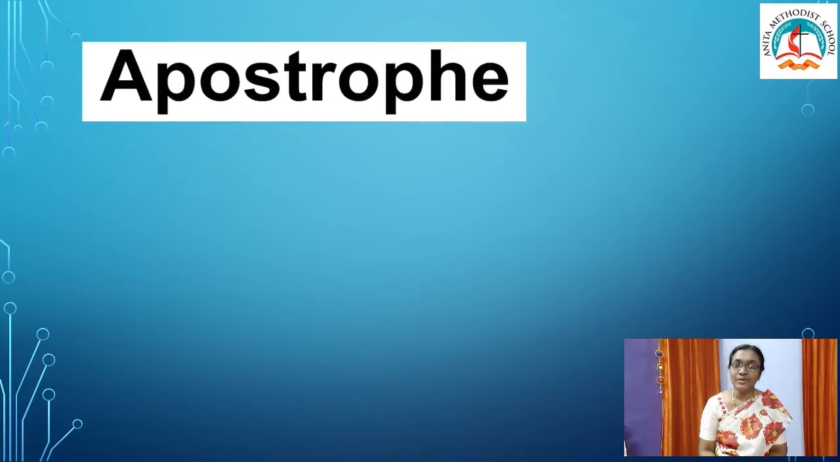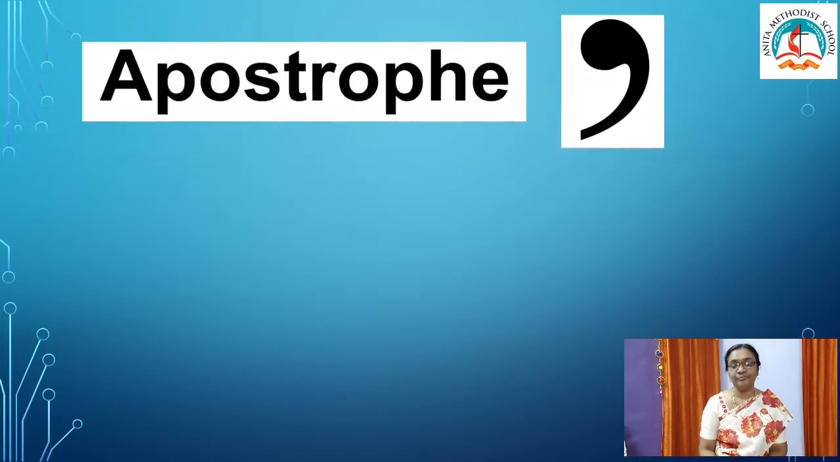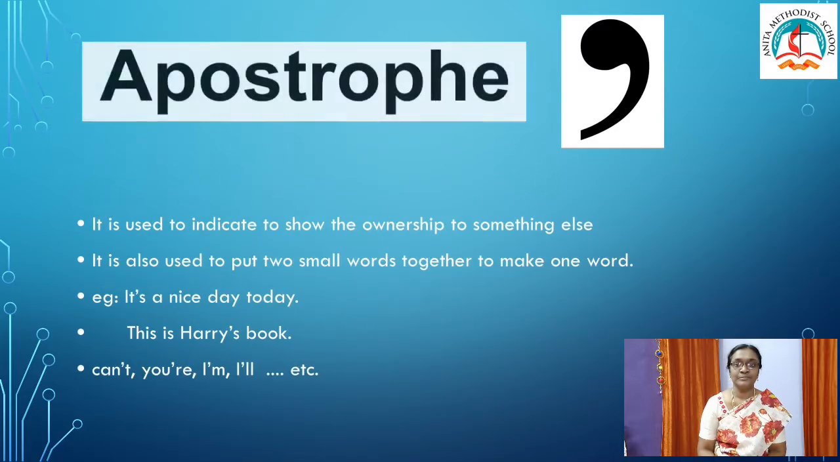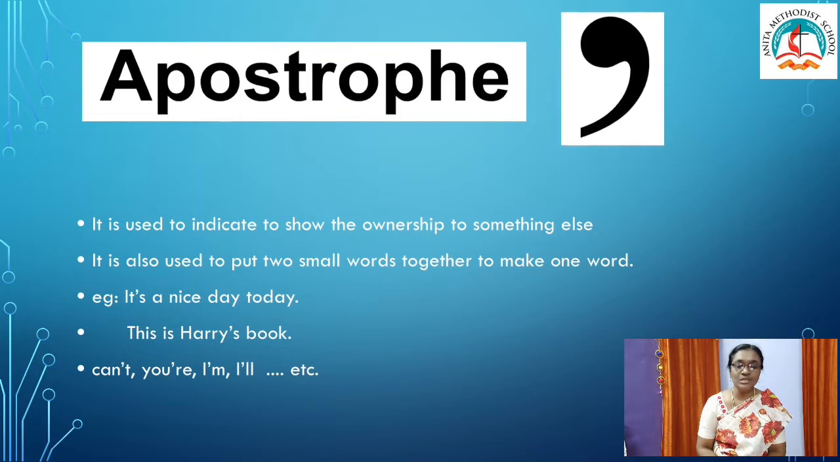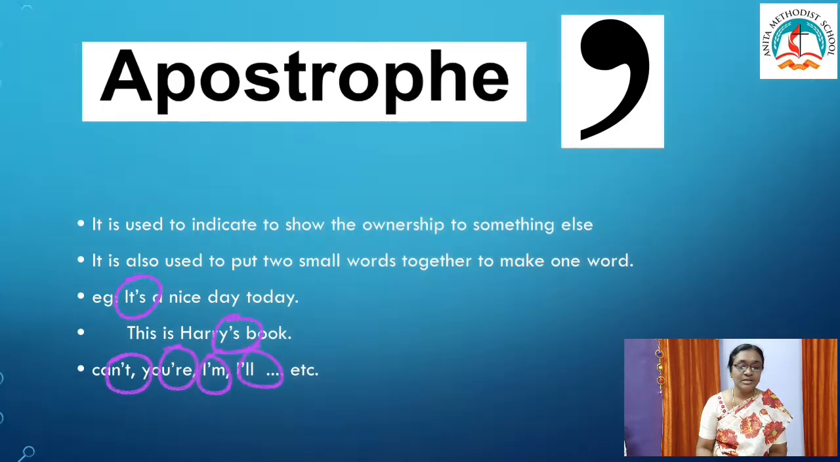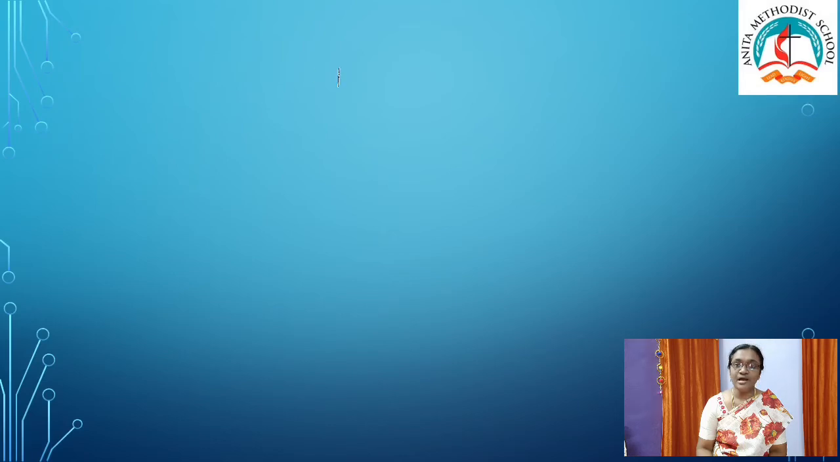The next one we are going to see is apostrophe. It is used to show ownership or possession. It is also used to put small words together to make one word. That is, you are contracting the word. For example, it's a nice day today. It is contracted into it's. The next example, this is Harry's book. Can't, you're, I'm, I'll.